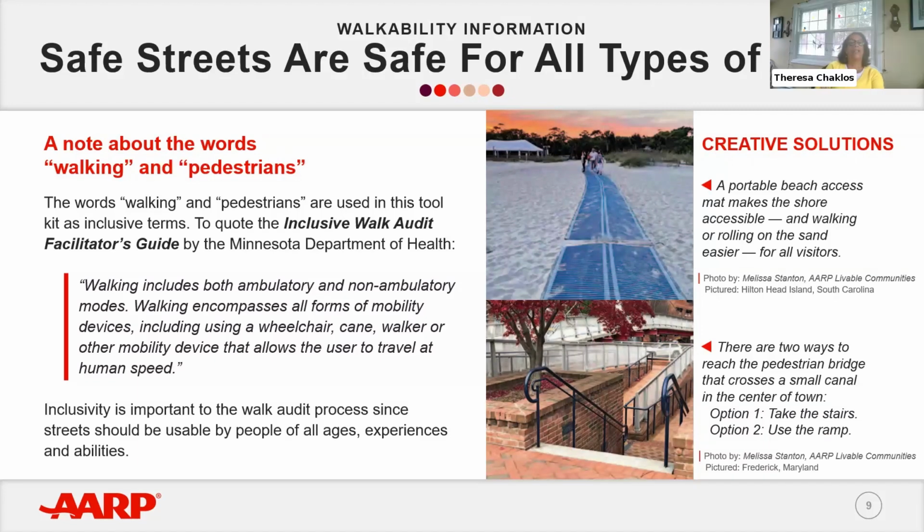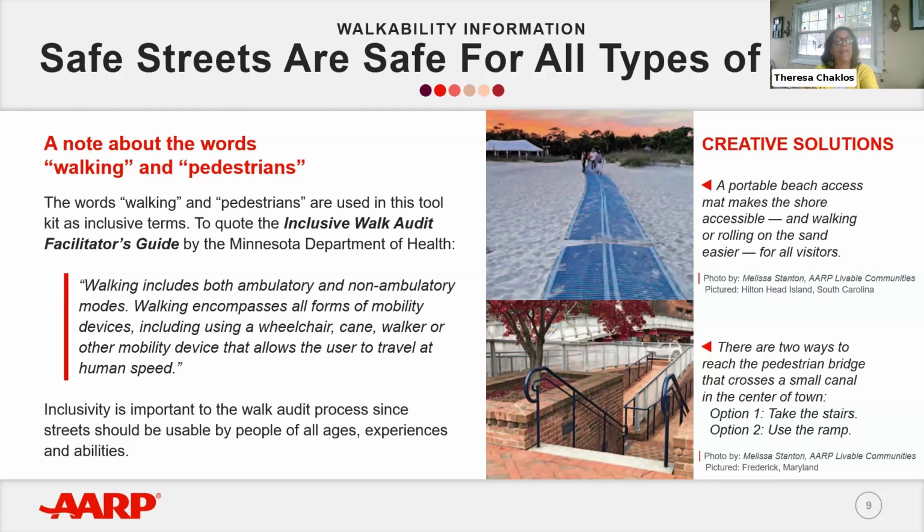So inclusivity is important to the walk audit process, since streets should be usable for people of all ages, experiences, and abilities. Walk audits conducted by groups or teams are best when they include auditors who are diverse, those who walk at different paces, those who roll rather than walk, or who have vision or hearing impairments, or who have other differences that impact them as pedestrians.